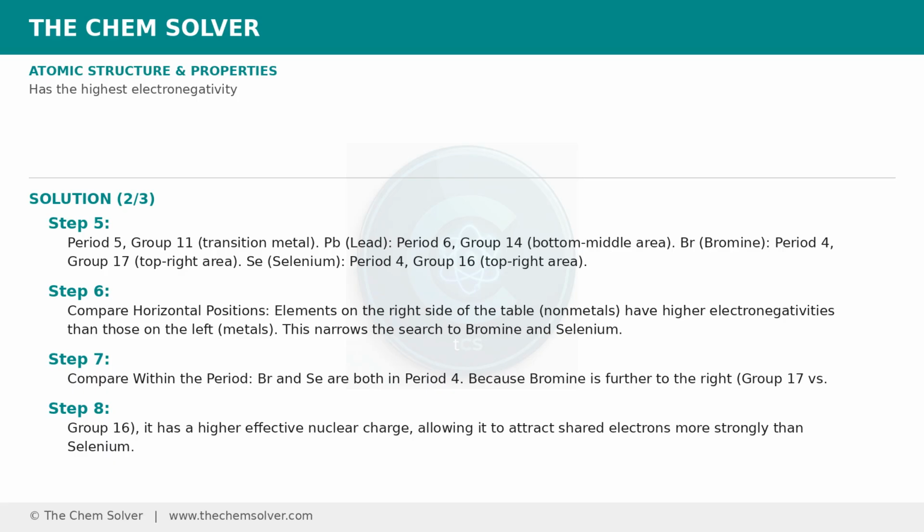Compare within the period. Br and Se are both in period 4. Because bromine is further to the right, group 17 versus group 16, it has a higher effective nuclear charge, allowing it to attract shared electrons more strongly than selenium.